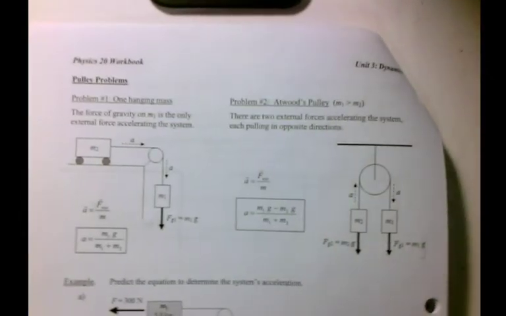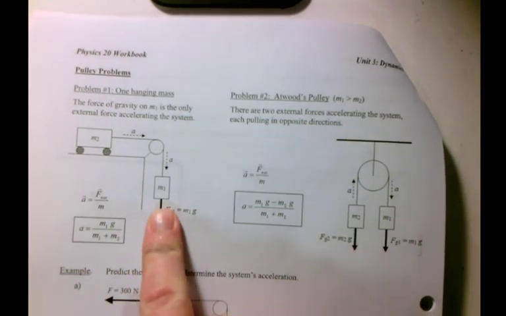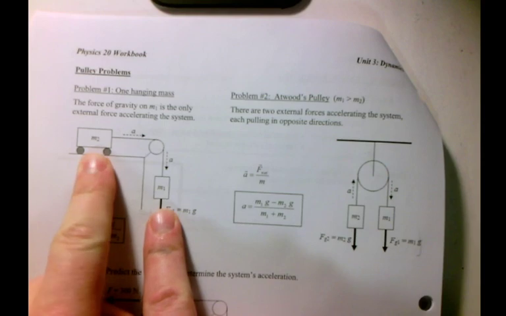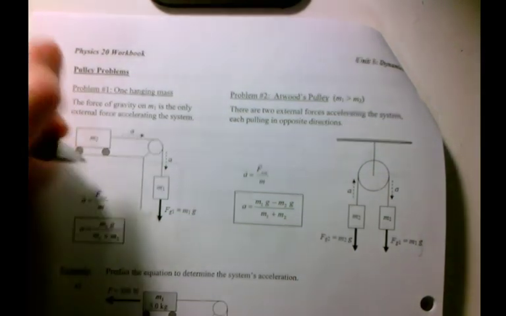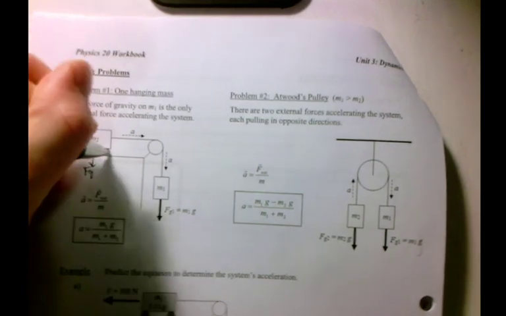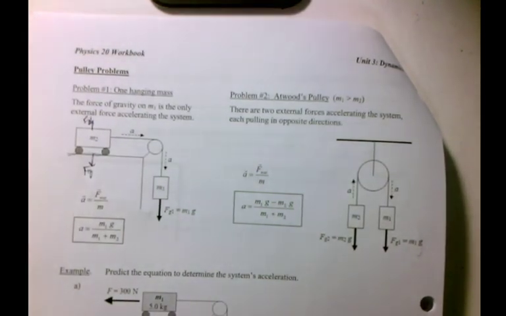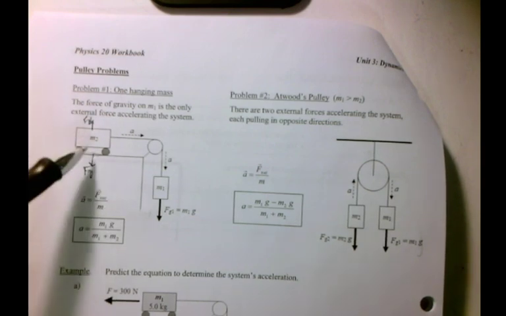So there are different types of pulley problems we can come across. This is the most simple, where we have a single hanging mass, right? So the force of gravity on this first mass is the only external force on the system. Because if we're just looking at this cart here, it'd have a force of gravity acting down, and it'll have an equal and opposite normal force from last lesson between the cart and that surface. So our normal force and gravitational force will cancel each other out. They won't have any impact.